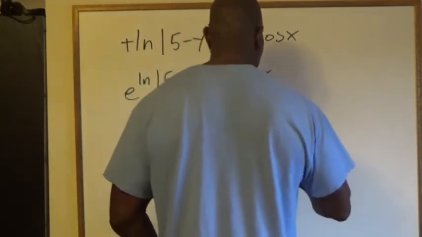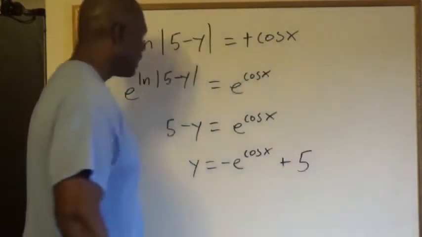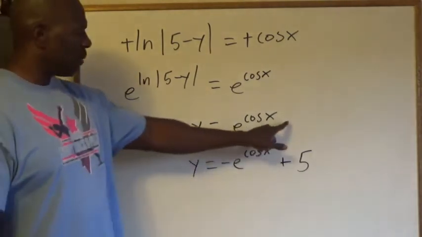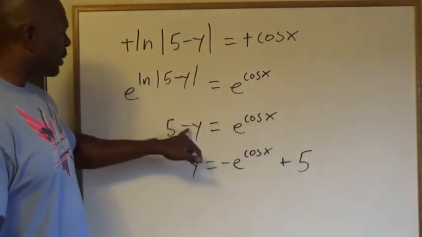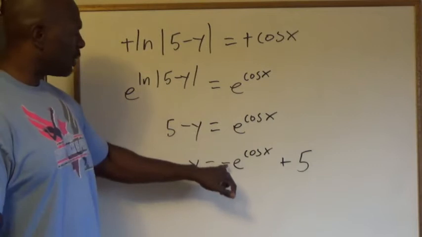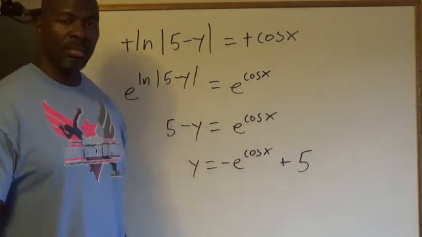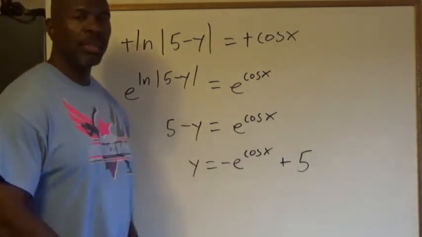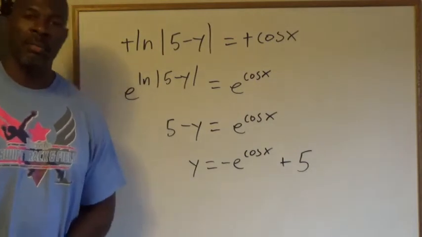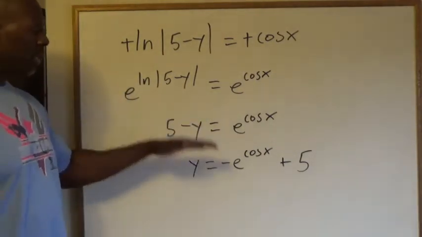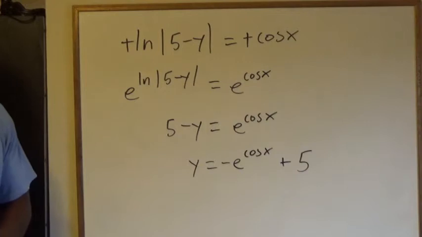cosine x plus 5. So again, I moved this 5 to the other side. It became minus 5. I multiplied everything by negative 1, so this became negative, and the minus 5 became plus 5. Differential equation is solved. That was a big money item. We did everything successfully. Next example.